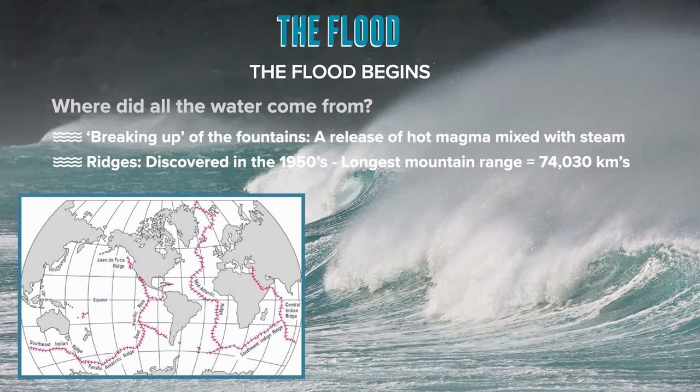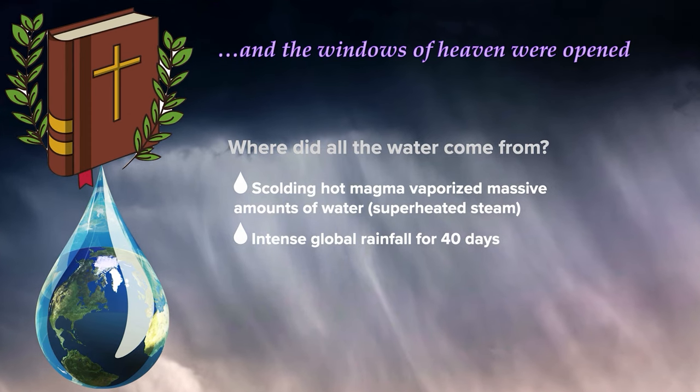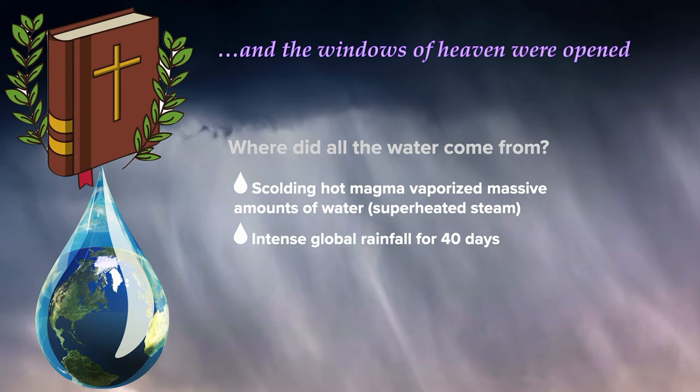The breaking up of the fountains, according to Genesis 7:11, implies a release of hot magma mixed with steam that pierced the earth's crust so that giant rifts ran thousands of miles across the planet, tearing open the Earth's surface, for example, where we find the mid-oceanic ridge. These ridges that are shown by the red color in the image were discovered in the 1950s, and they follow a huge circular route across the Earth to form the Earth's longest mountain range of 74,030 kilometers in length.